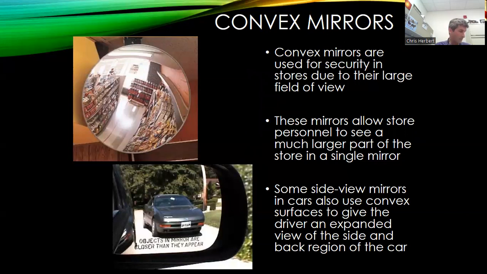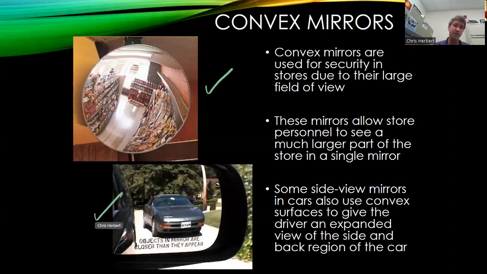Now, here are two applications. In the first case, it's used for security. You're able to see more of whatever you're trying to watch. In this case, it's a convenience store, and it's a very inexpensive way of seeing things that you wouldn't be able to see with a plane mirror, because a plane mirror would be reflecting a much smaller field of view. You're reducing the size of everything, so your field of view becomes bigger.